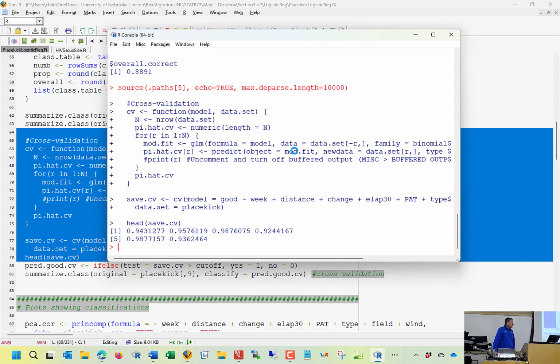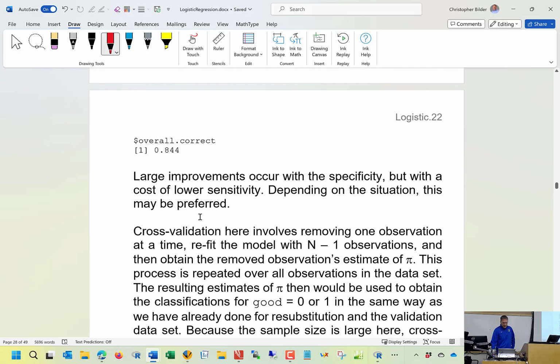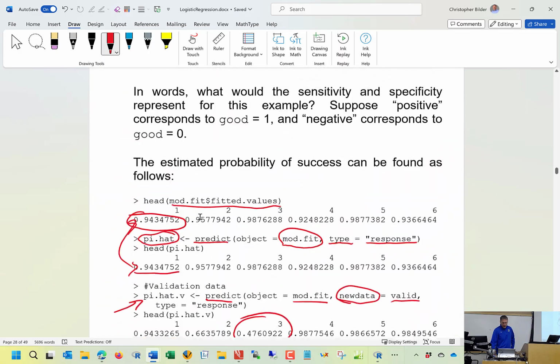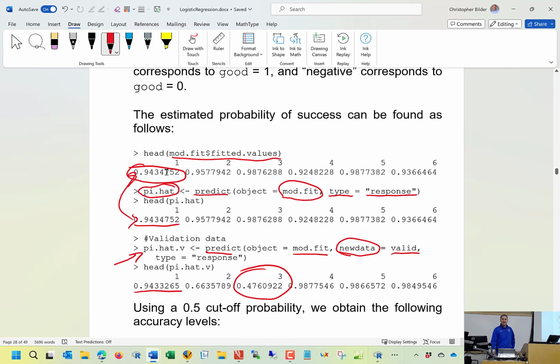What I get is that now for each observation, what's its estimated probability of a success, where that observation was not used for estimating that model. So for that first observation, I get 0.943. Well, let's compare that to what we had previously for that first observation. 0.9434. So it's just about the same. Why is it just about the same? Well, one observation out of 1,425 isn't that much. And so, again, what we've seen before is that resubstitution and cross-validation are going to be quite similar when you have a large sample size.